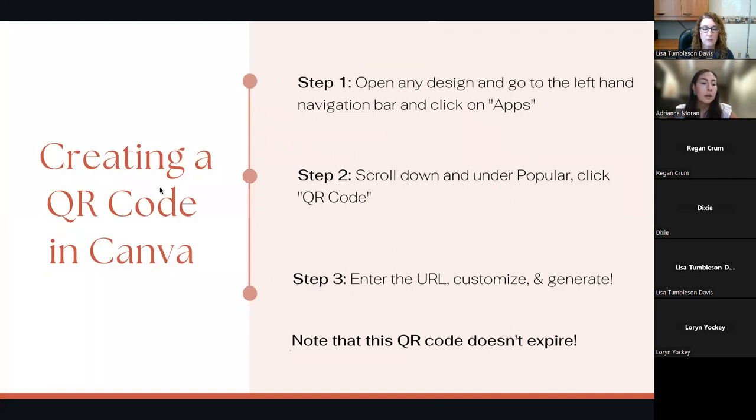So you're going to open any design like you normally would. And on the left-hand navigation bar, there is a button called Apps. And so when you scroll down and under popular, you'll click QR code, enter the URL.